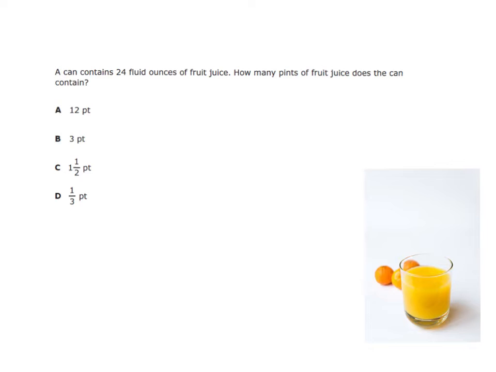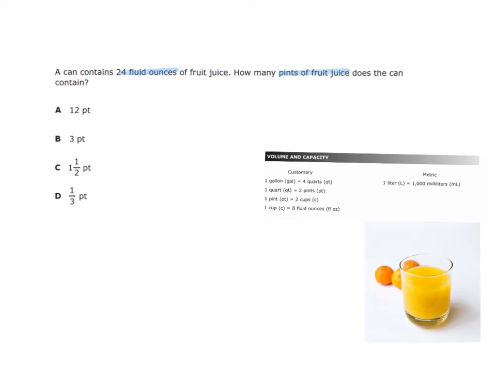We're going to look at a couple of examples, and both examples can be solved using proportions. Our first example here says that a can contains 24 fluid ounces of fruit juice. How many pints of fruit juice does the can contain? So let's take a look at the volume and capacity section of our formula chart. We see on it both fluid ounces and pints.